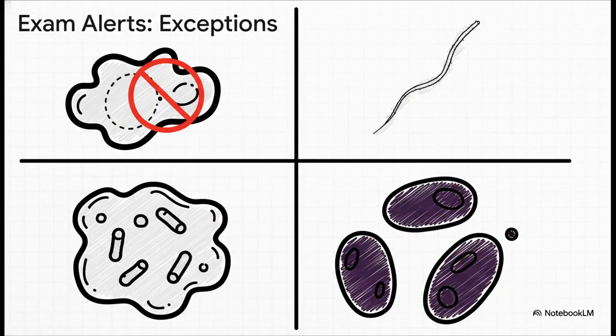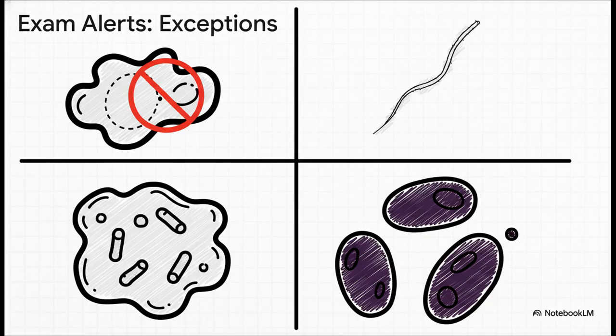All right, time for some important exam alerts. Because not every bug plays by the rules. You've got organisms like mycoplasma. They don't even have a cell wall, so the stain has nothing to stick to. Then you've got the really skinny ones, the spirochetes, whose walls are just too thin to see with this method. And don't forget the intracellular bugs like rickettsia and chlamydia that are literally hiding inside our own cells.